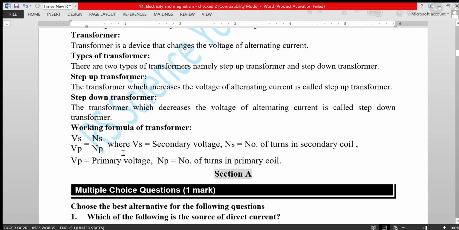Working formula of transformer: Vs by Vp equals Ns by Np, where Vs is secondary voltage, Ns is the number of turns in the secondary coil, Vp is primary voltage, and Np is the number of turns in the primary coil.